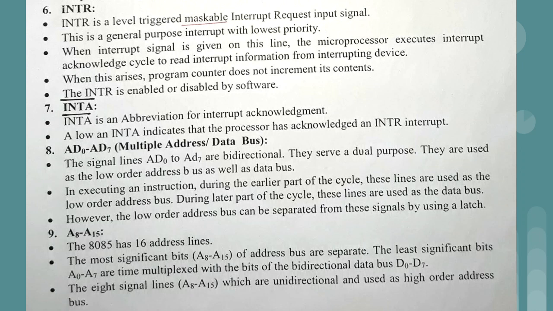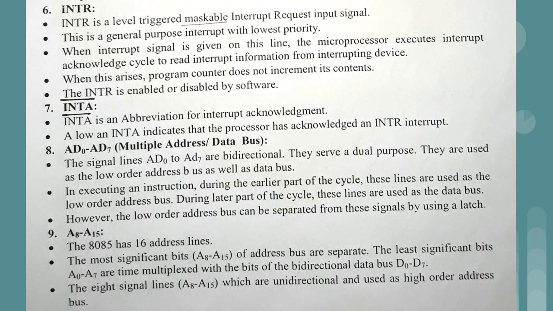During the later part of the cycle, these lines are used as a data bus. However, the lower order address bus can be separated from this signal by using a latch. So basically there is a latch, meaning there are a total of 8 latches, and when we set the latch, these particular buses will act as an address bus, and when we reset the latch, these same bus lines will act as a data bus. Like we have on and off operation, so here also we will have on and off operation, just to use the same lines as an address as well as a data bus.